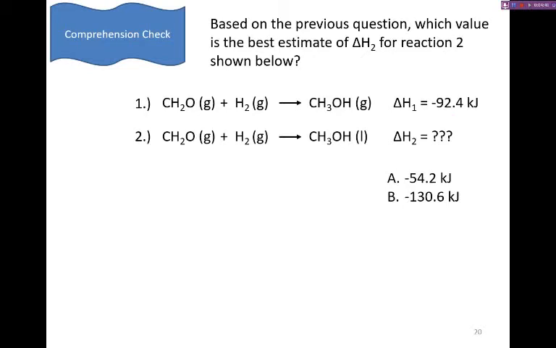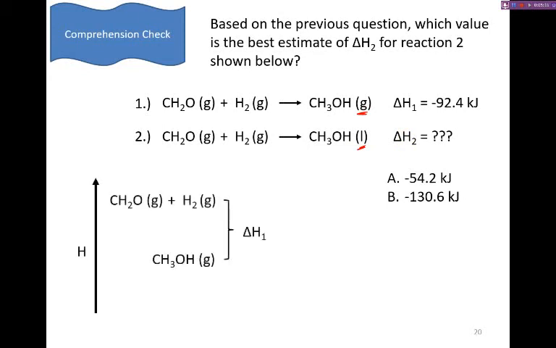Here's a follow-up question. Based on the previous question, what would we expect to be the best estimate for the enthalpy for reaction 2 shown below? Pause the video, think about this, and come back when you're ready. Welcome back. So, what's the difference between these two reactions? It's only the states of matter here. And if we look at the enthalpies, the enthalpy of reaction for reaction number 1 is going to be our reactants going to form our products, and it's going to release the 92 kilojoules.